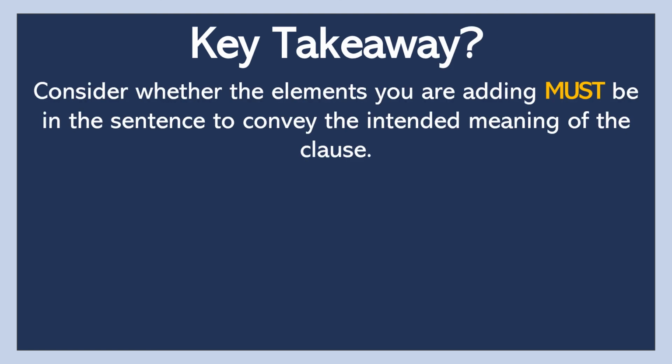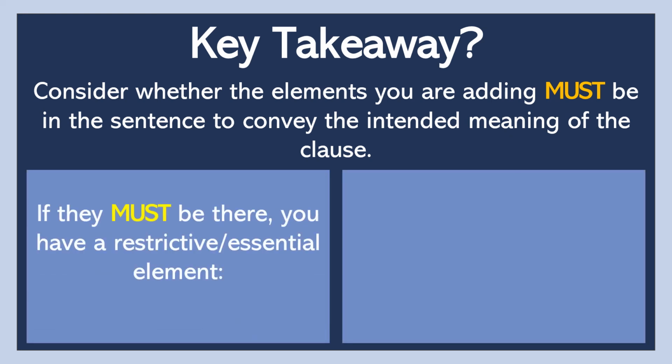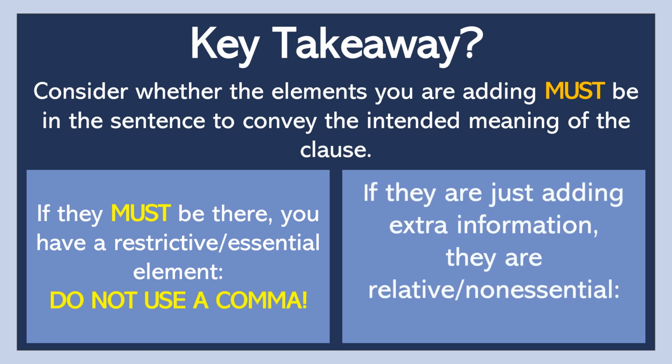Key takeaway: consider whether the elements you are adding must be in the sentence to convey the intended meaning of the clause. In instances where they must be there, you have a restrictive or essential element. That means you do not use a comma. However, if they're just adding extra information, then they are relative or non-essential. In this case, you are going to use a comma. And this is the difference between a relative or non-essential clause and a restrictive or essential element.